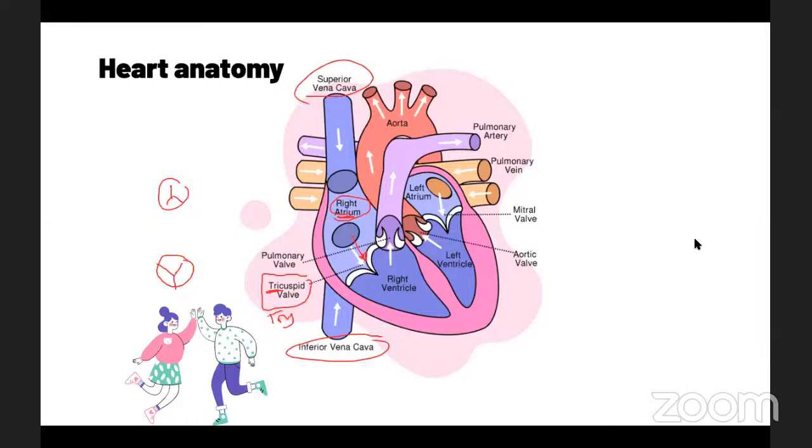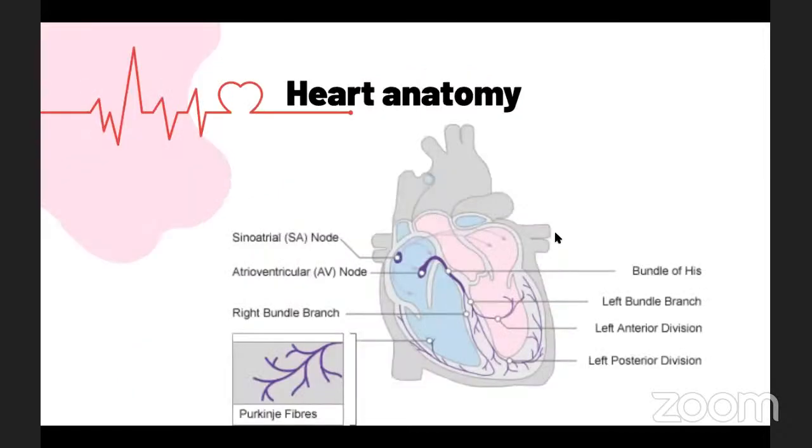So anyways, this is it for the heart anatomy. We'll move into the deeper structures of the heart in the next slide. Now, the deeper structures of the heart, this is pretty simple to remember. The sinoatrial node is the pacemaker of the heart. And when we say pacemaker, it means that it's going to control the rhythm of the heart.